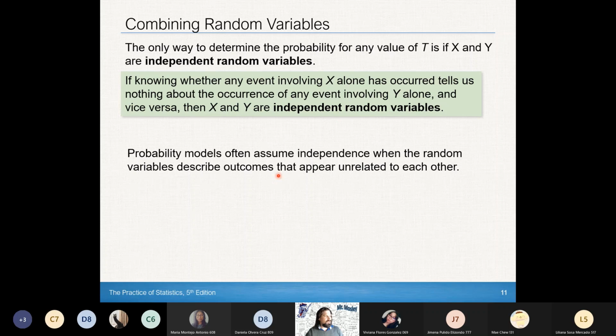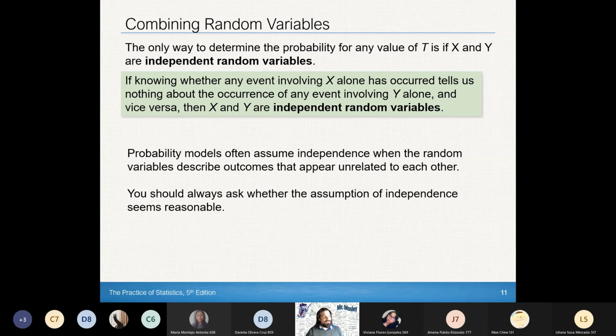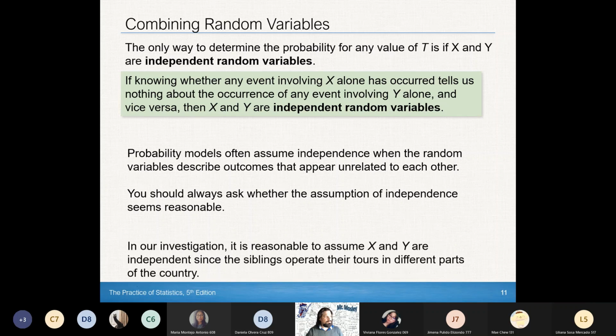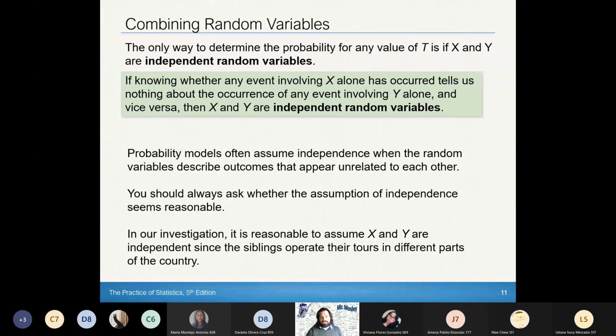Probability models often assume independence when the random variables describe outcomes that appear unrelated to each other. You should always ask whether the assumption of independence seems reasonable. In our investigation, it is reasonable to assume X and Y are independent since the siblings operate their tours in different parts of the country. So if someone signs up for one of Pete's tours, it's not taking away the possibility of someone signing up for Aaron's tours. They're not pulling from the same population, so to say.